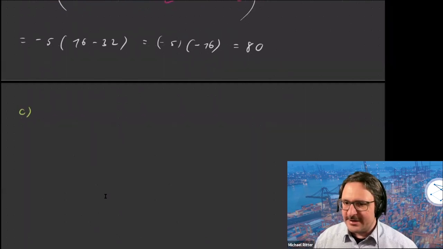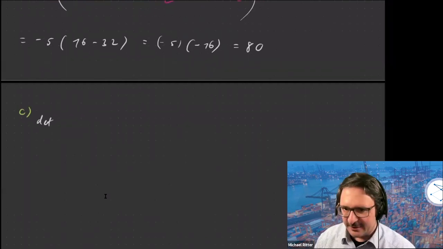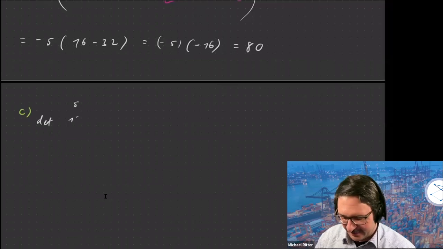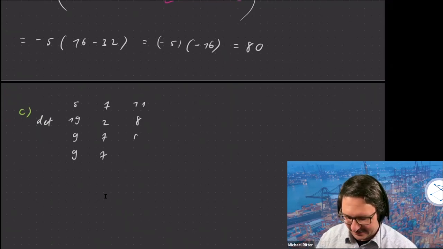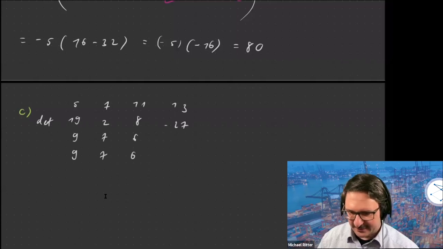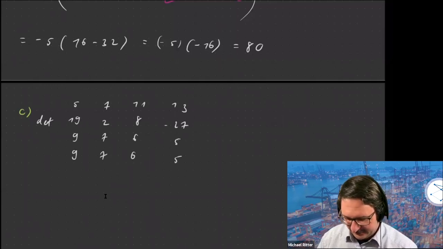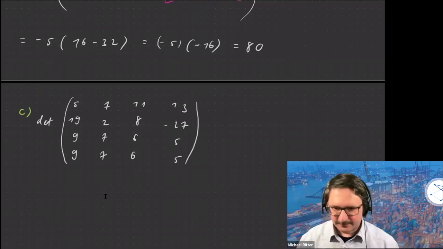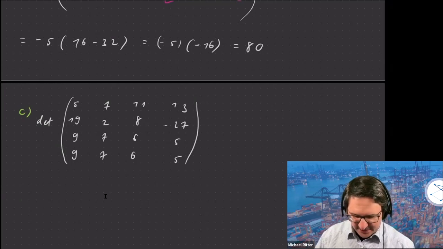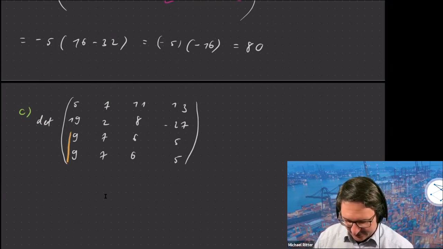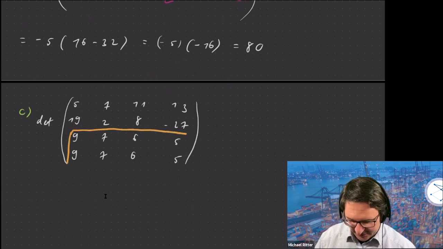So part C, that is the determinant of, let's write that down, 5, 19, 9, 9, 7, 2, 7, 7, 11, 8, 6, 6, 13, minus 27, 5, 5. So, and if you look at that matrix closely, then you should be able to see that these last two rows are actually identical.